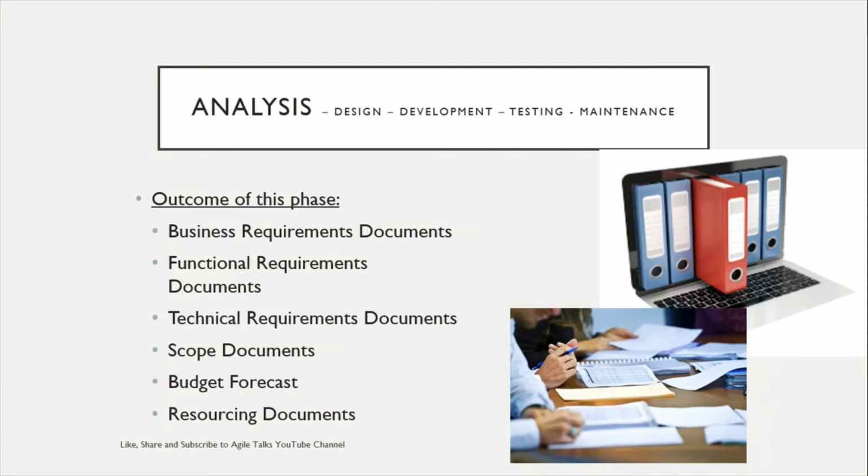So you have business requirement documents. Basically it has all the business requirements, and then you have the functional requirement documents. They have all the comprehensive functions that the system would do, and the technical requirements about the performance parameters and how it should perform and all sorts of things. And you have the scope documents, that is the scope of the project, and the budget forecast of how much this project would cost over a period of time. And you have the resourcing document, like who are the resources going to work and how are we going to utilize the resources over a period of time, right?